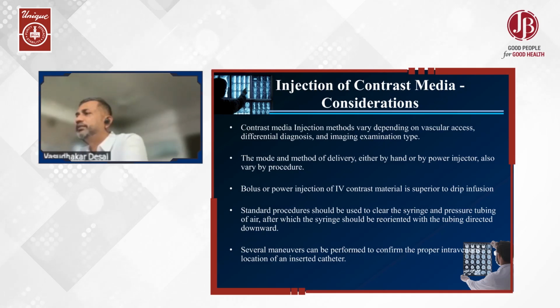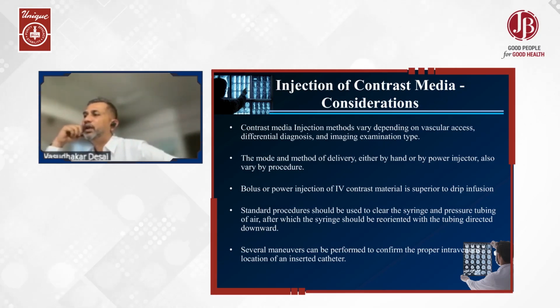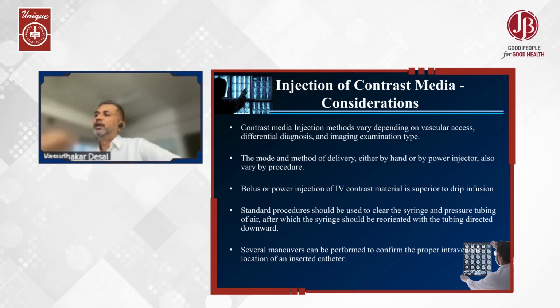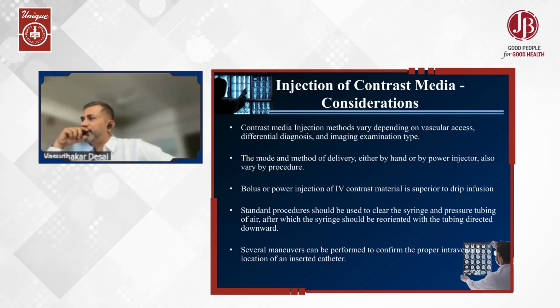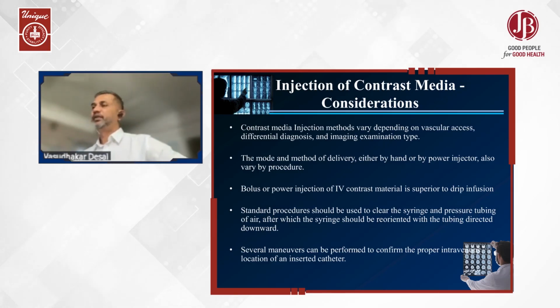A bolus power injection of IV contrast is superior to a drip, of course, because uniformity is there if you give a bolus. Standard procedure should be used to clear the syringe and pressure tubing always. For every patient, the tubing should be changed. The syringe should be reoriented with the tubing directed downwards. All maneuvers can be performed by the technologist to confirm the proper intravenous location of the catheter. Next slide.